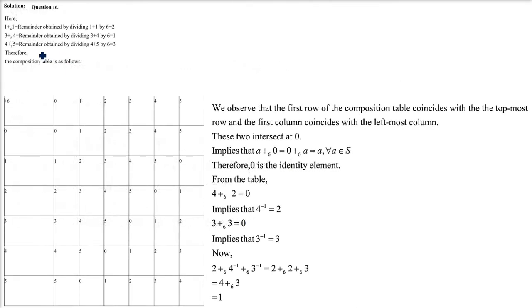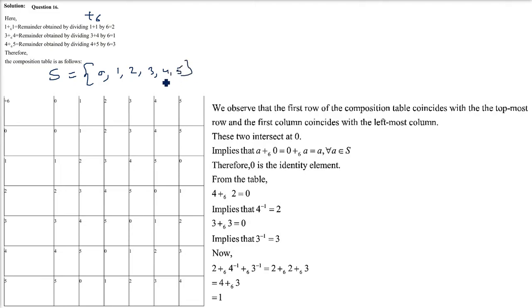Next question is, let plus 6 be addition modulo 6, a binary operation on S. S is given by 0, 1, 2, 3, 4, 5. Write the value of the following expression.